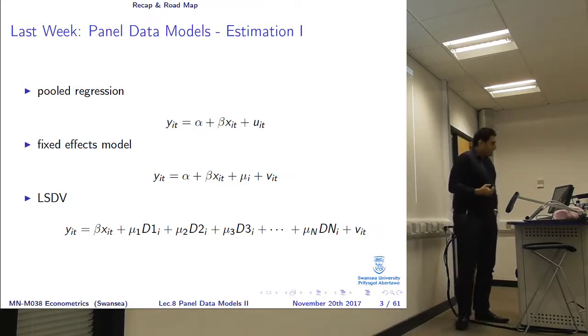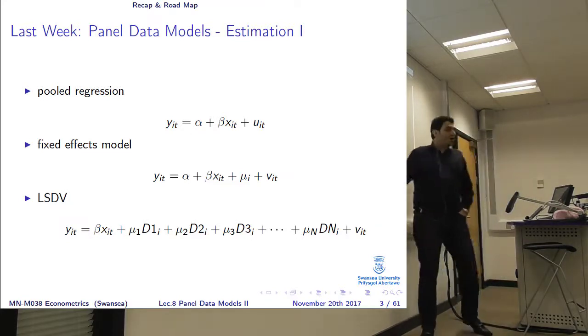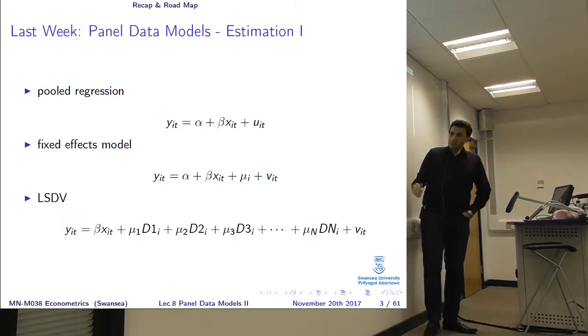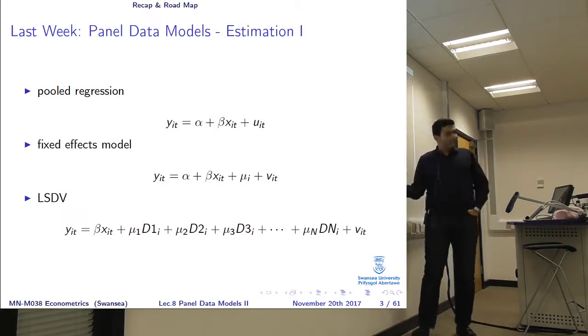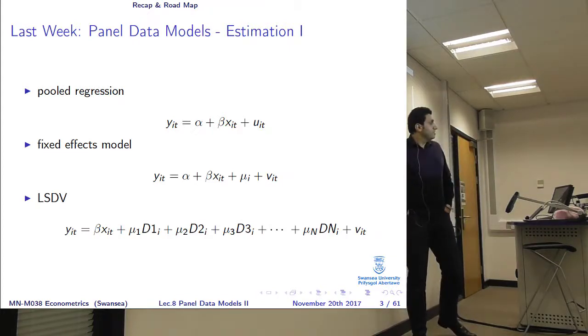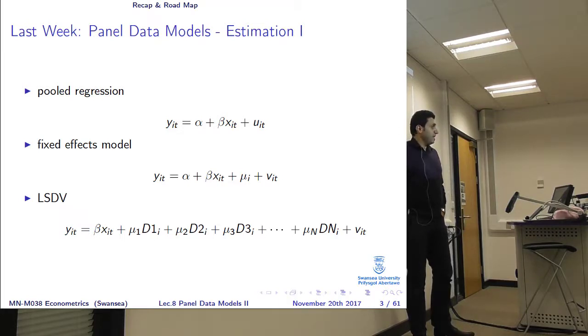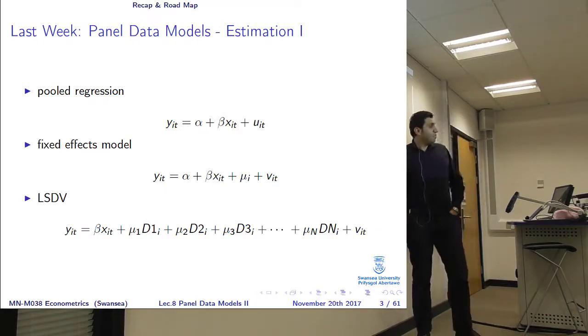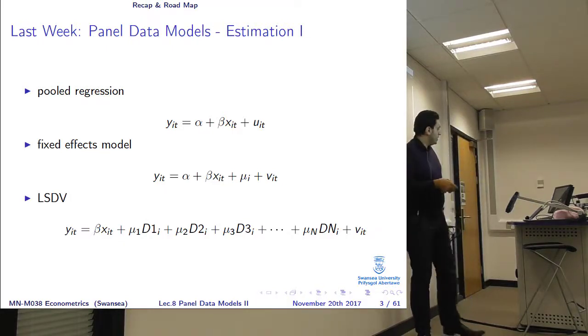But this is not easy to estimate, especially if you have a large n. So how many parameters would we need to estimate here? Do you remember? You just need to count these parameters. These are the parameters we need to estimate, plus beta. If we have k regressors in x, that means we have k parameters plus n, where n is the number of cross-section units. So if we have a large n, we lose degrees of freedom.